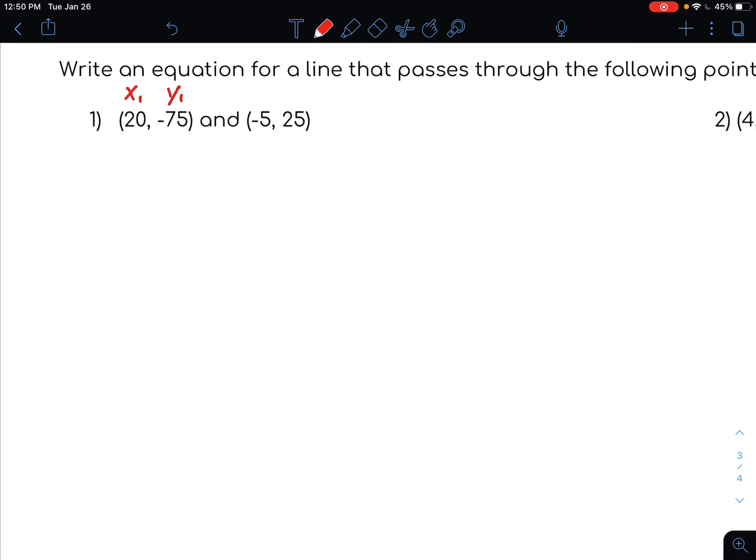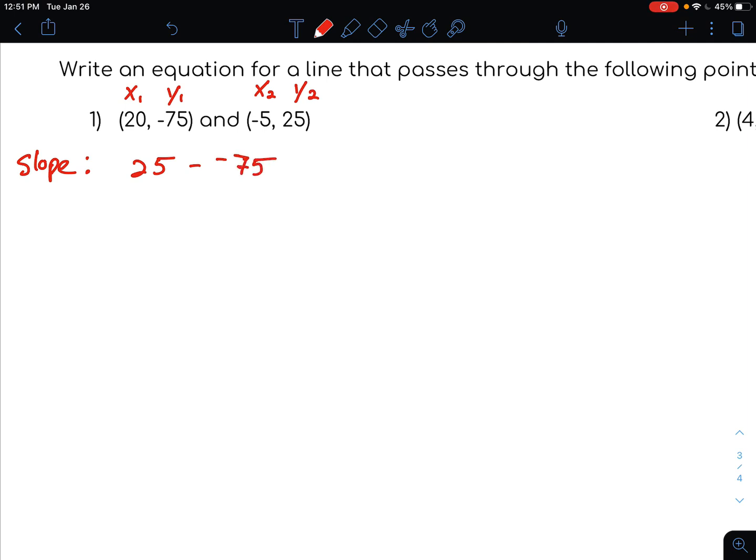So remember, every point has an x and a y value. So let's call the first point x1, y1, and the second point x2, y2. Let's go ahead and use that slope formula to calculate the slope. Remember, for slope, you subtract the two y values, second y value minus the first y value.